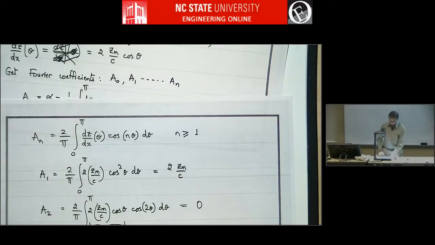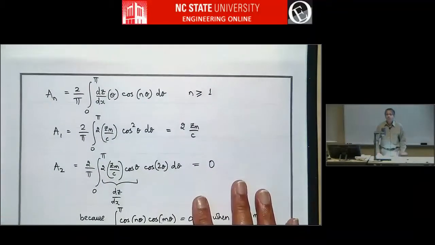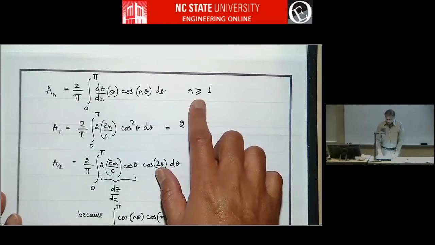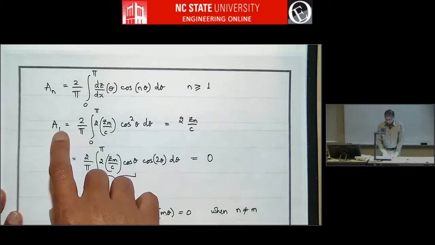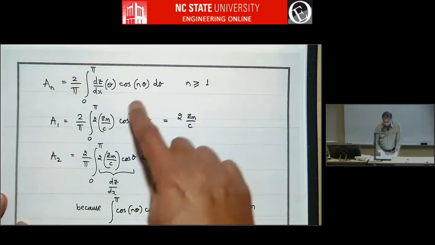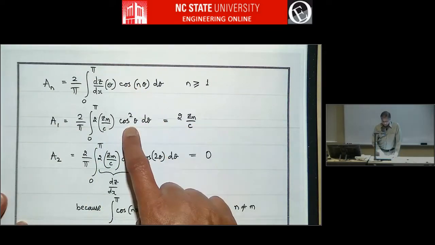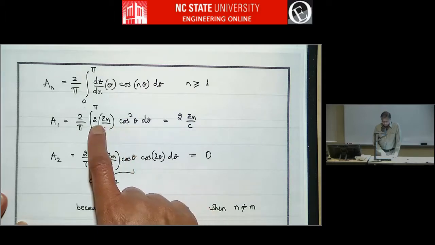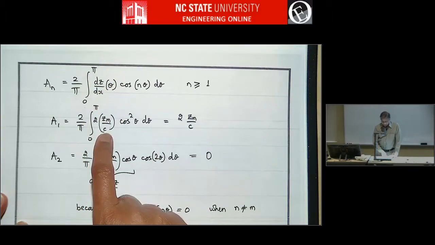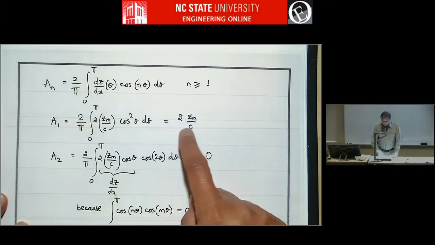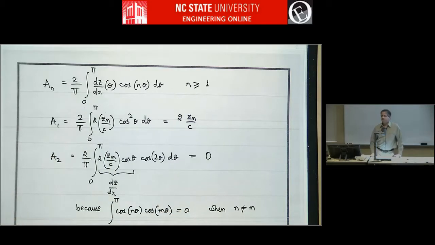Okay, so if we do that, for any n greater than 1, right? So let's take A1. Cosine of n theta is just cosine theta, and we already had dz/dx from the previous page, so you plug all that in. A1 turns out to be 2 times Zm over c.